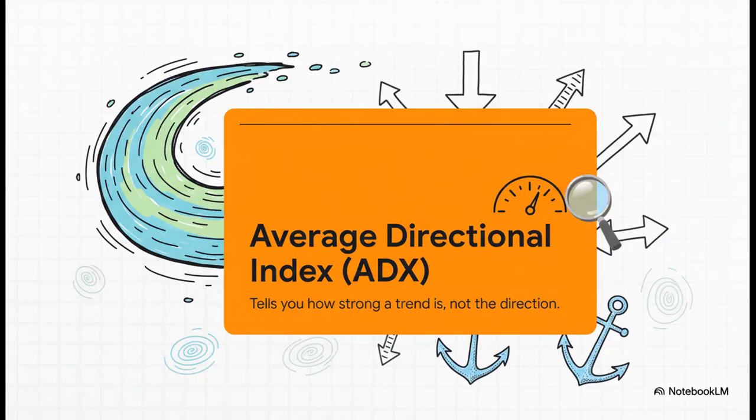Okay, so our moving average told us the direction. But how reliable is that trend? Is it a powerful current or is it just a weak little drift? That's where the average directional index, or ADX, comes into play. And this is cool. It doesn't care if the trend is up or down. It only measures how strong that trend is.